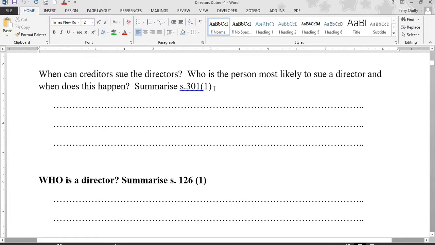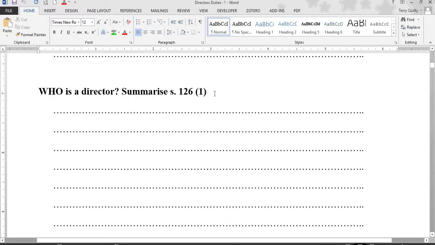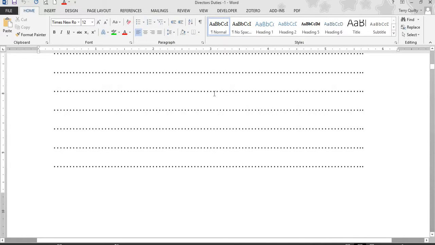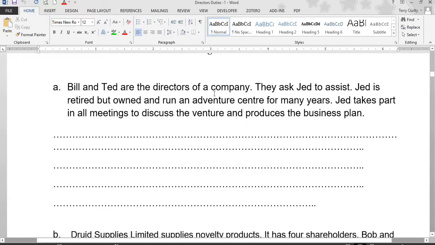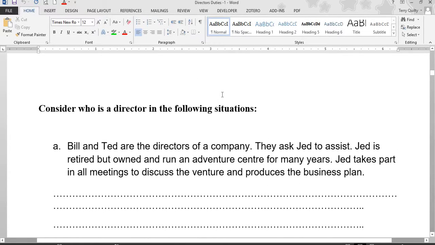So summarize section 301, because in there we had that list of different types of breaches a director could be liable for. And note that includes things outside the Companies Act. It does include just common law negligence and breach of fiduciary duties and trust. Again, 126, we've covered this, so you should be able to summarize the three different types of shareholders. And then we turn to some examples, which is what we'll focus on right now.